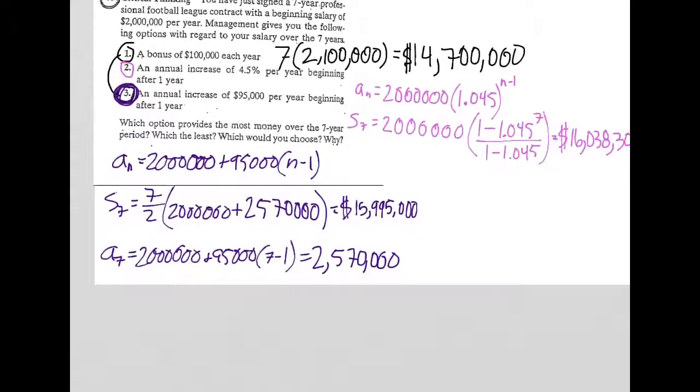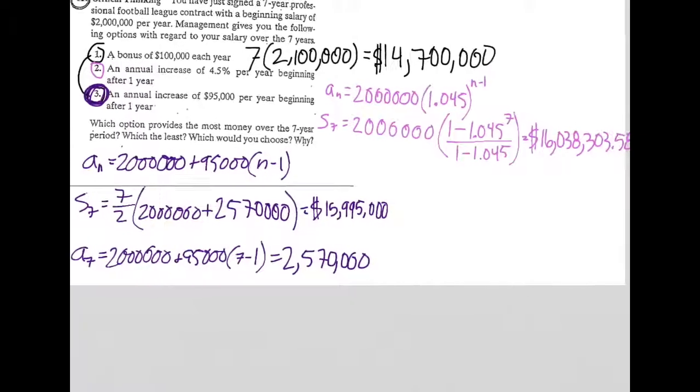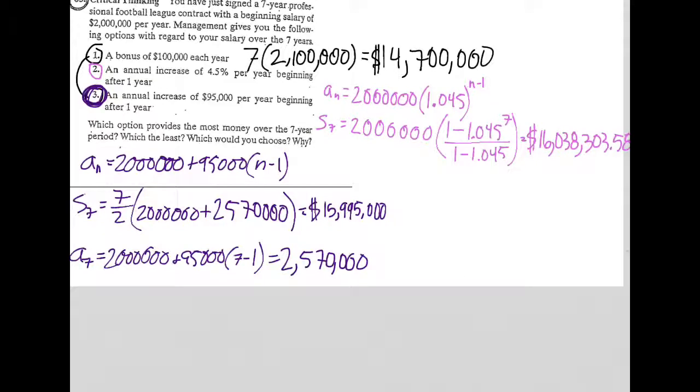And so, looking then at these 3 options, the geometric option, option 2, with the percentage increase each year, is going to be the best option if you want to make the most money. The bonus of $100,000 each year will get you the least amount of money. And then the arithmetic option, the $95,000 increase after the first year, it's going to get you pretty close, but it's in the middle. It's about $40,000 less than the geometric option.